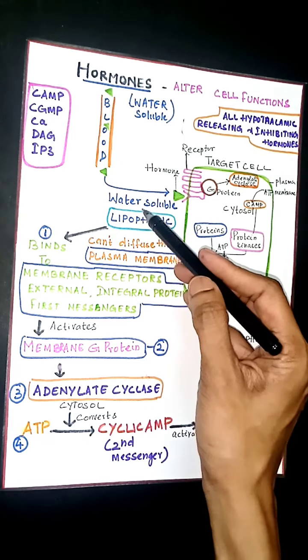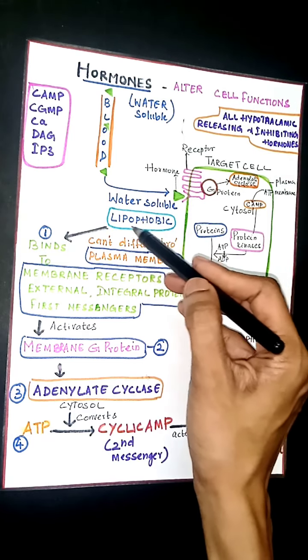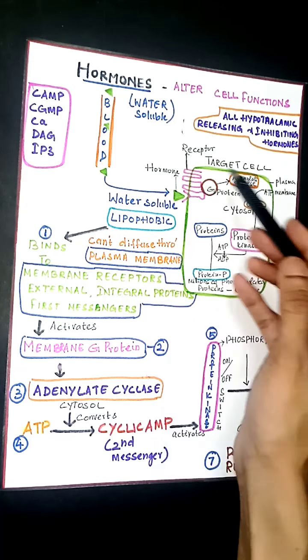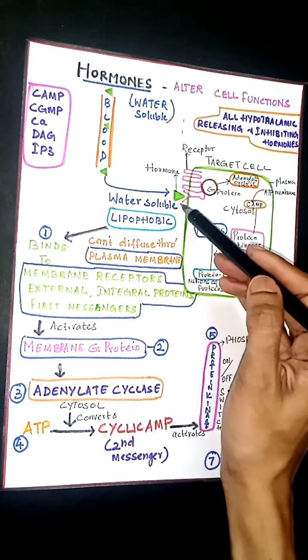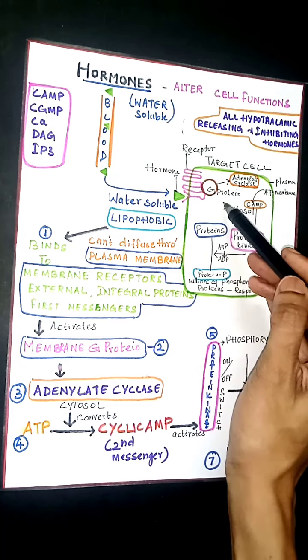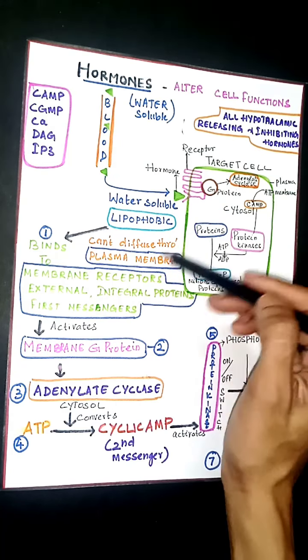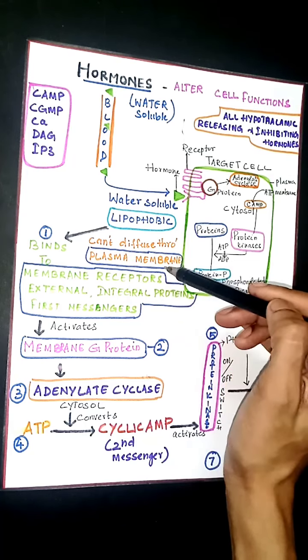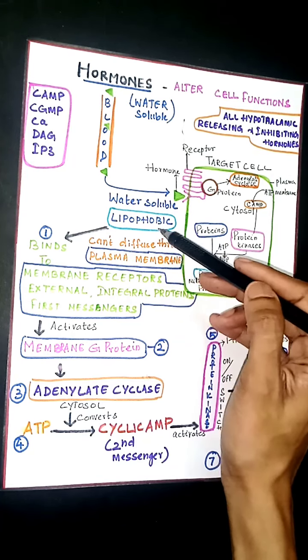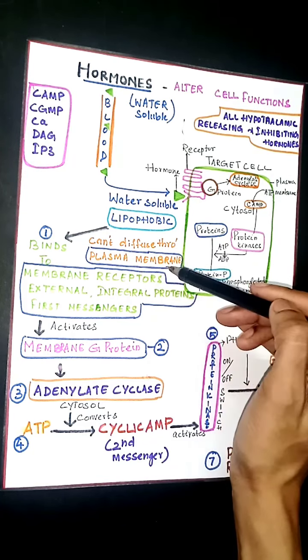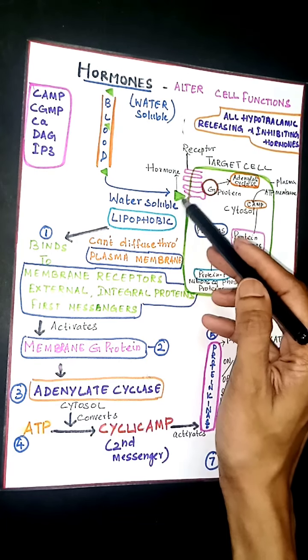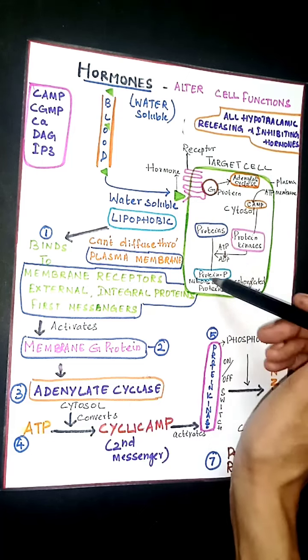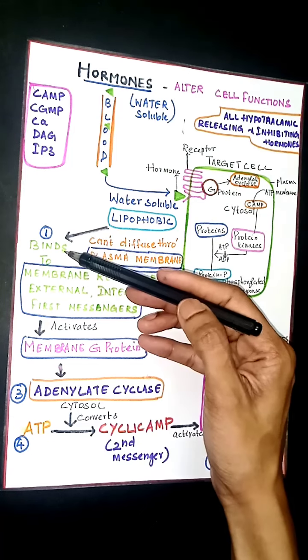Water soluble hormones are lipophobic, that is, they do not mix with lipids, but the plasma membrane is made up of lipids. So the water soluble hormones have to enter the cell to carry out the cellular function, but they cannot diffuse through the plasma membrane. Now the water soluble hormone has to transfer the message to a messenger and then carry out the cellular function. So we'll see the first step.